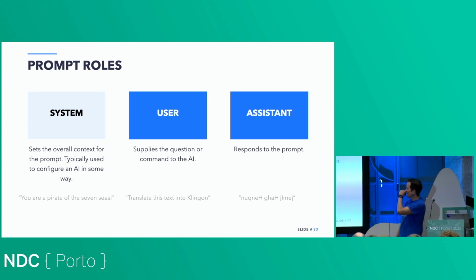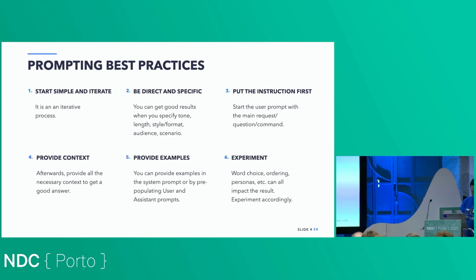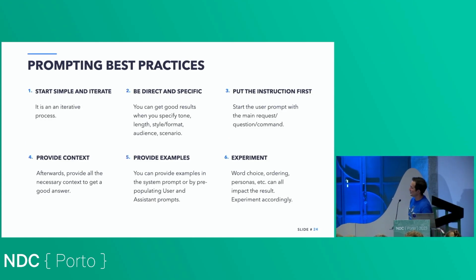And then the assistant is the response. Nukne gak jmesh. I have no idea if that's how you pronounce that, but I don't know Klingon. But GPT does. So some prompting best practices.